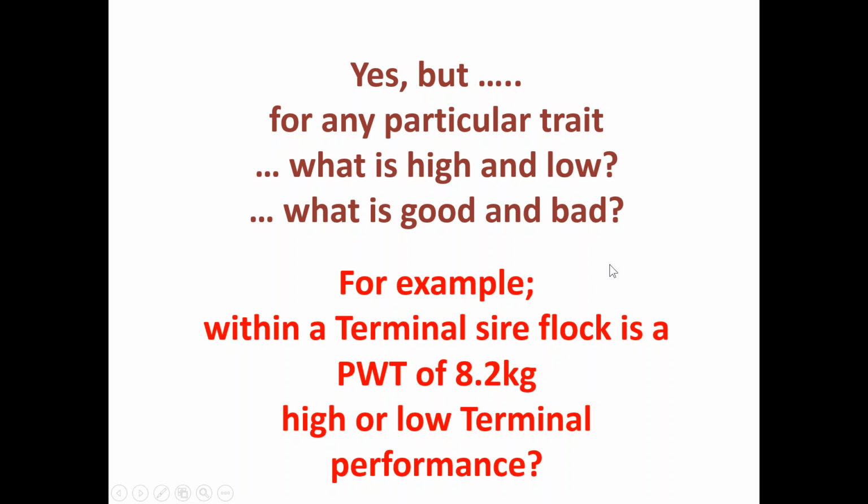If we're dealing with a terminal sire flock, and a ram in the catalogue has a post-weaning weight of about 8.2, is that a high or low terminal performance? If I said that ram was 80 kilos himself, that would mean something to people, and they could feel comfortable. But 8.2? What in the hell does that mean? Nothing, unless you've been around these numbers for a while.